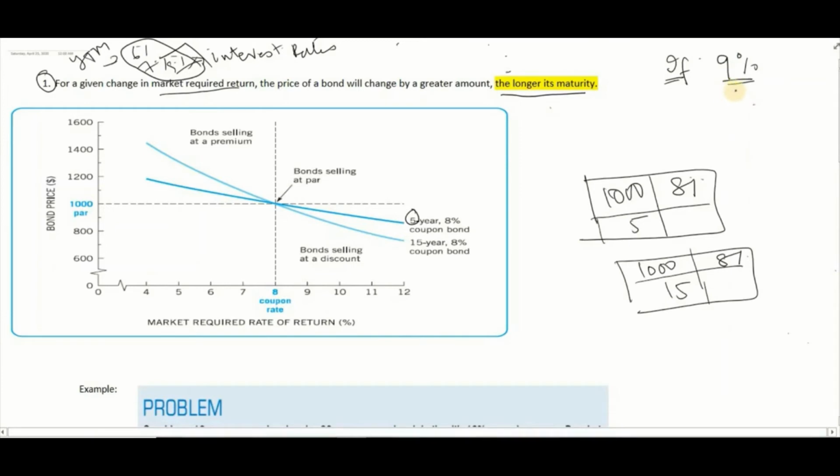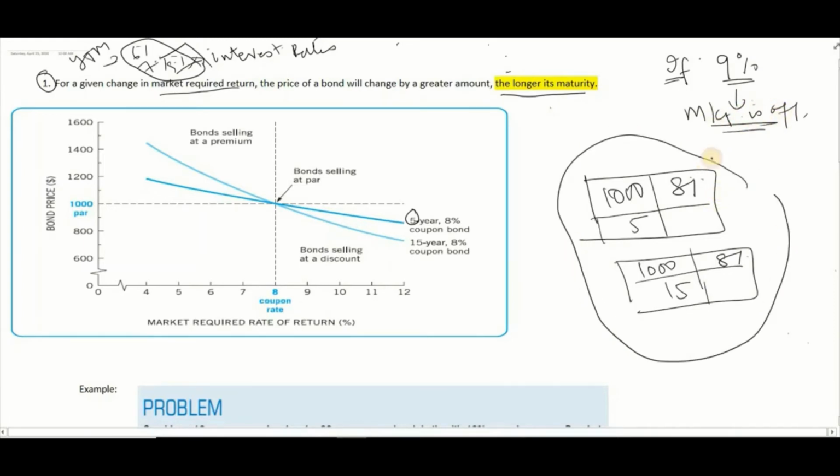okay, if market is offering you 9%, then which of these two bonds will be affected more? Okay, this is the question. If you see here, this is the coupon rate. At the coupon rate, I told you bond will be selling at par. So if in the market it is 8%, they both are not going to be affected. Of course they will be having the same price, right? If in the market I invest at 8%, I can invest in either of these because they are selling at par, right?